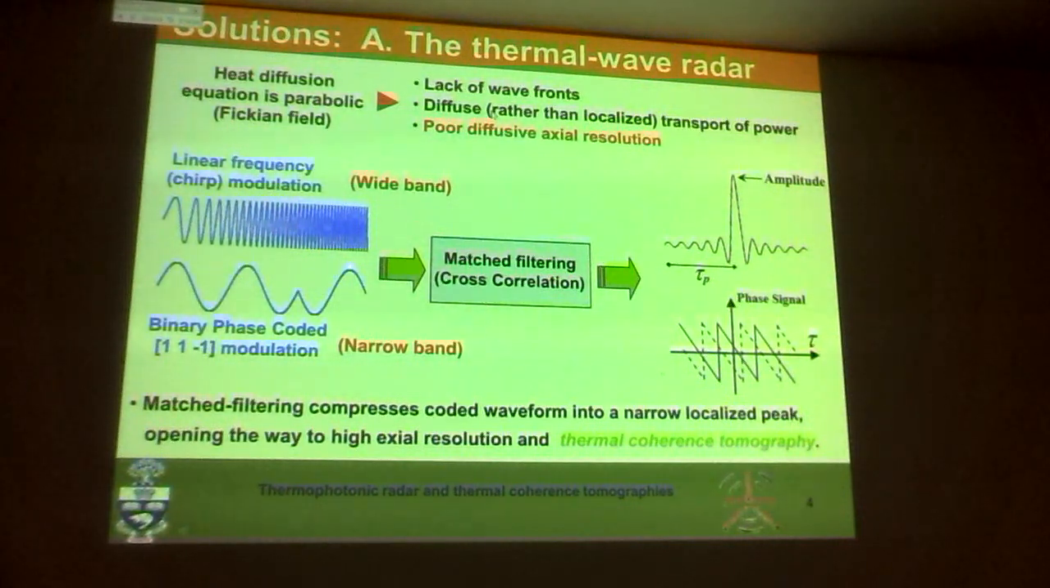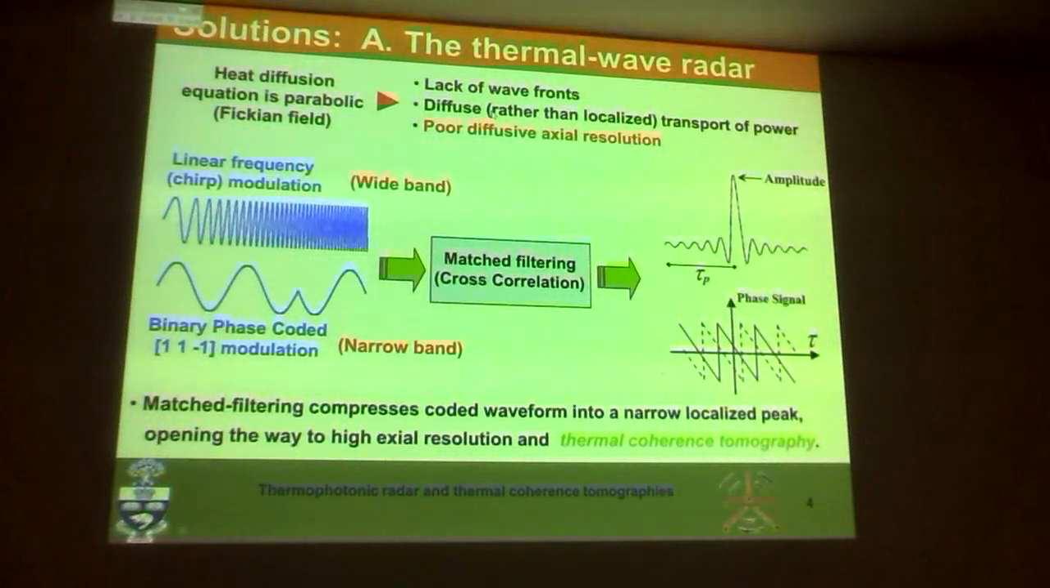But again, as I said before, matched filter and cross-correlation, it's the same thing. We get a peak, like we did with photoacoustics. And you also have a phase shift, so both amplitude and phase are here. The matched filtering compresses the coded waveform into a narrow localized peak, and narrow is relative because you always have a loss. So it's a lossy peak. You can never get really narrow, and that's one of the things that you're fighting against.